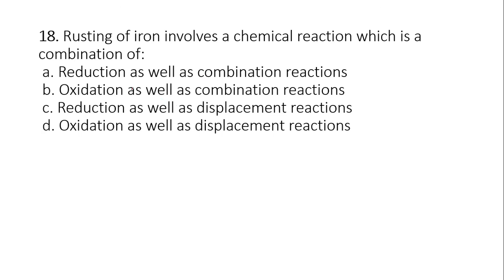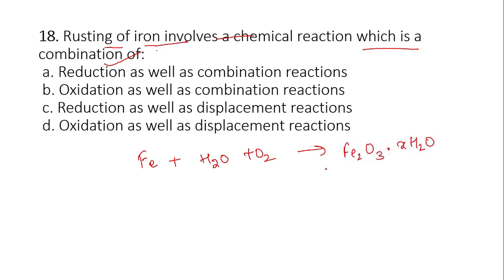In question number 18, what it says is, rusting of iron involves a chemical reaction which is a combination of. That means we have to classify rusting of iron into two types. So let's see the reaction first. See, Fe when it reacts with H2O and O2, let it be whatever number, we get Fe2O3·xH2O. So basically what we see is everything is getting combined into a single product. Hence we can term it a combination reaction.